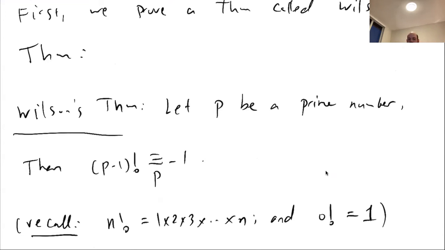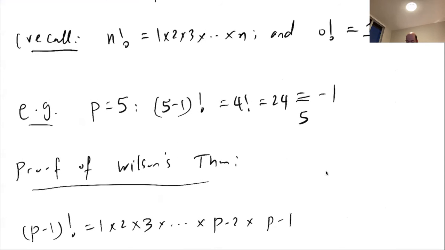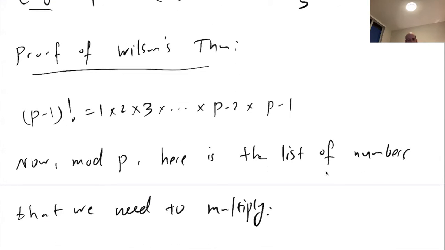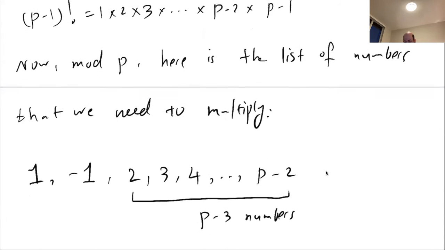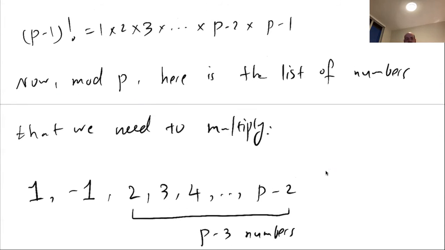P minus 1 factorial means 1 times 2 times 3 all the way times p minus 2 times p minus 1. Now I want to rearrange this product. So this product is the same as 1 times minus 1. Look at the first number. First number is 1. Look at the last number. Last number is p minus 1. P minus 1 is the same as minus 1 mod p. So the last number is minus 1. And then I wrote the rest of the numbers, 2, 3, 4, all the way to p minus 2.